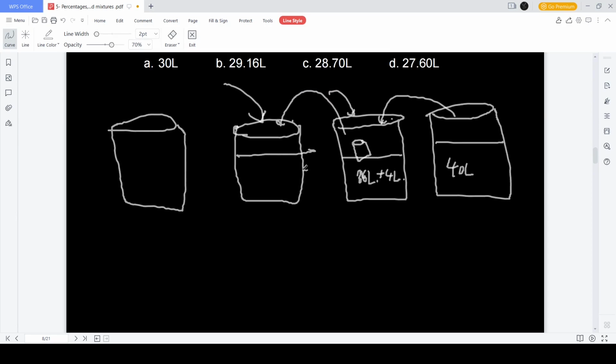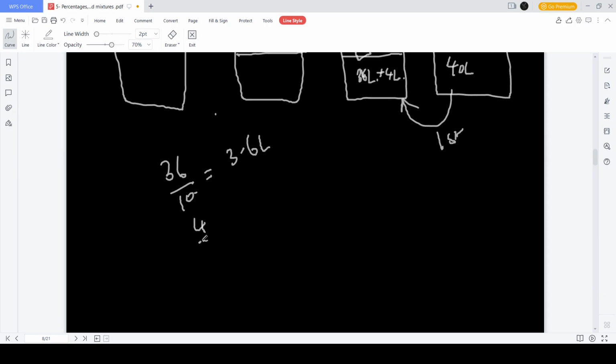Okay, so let's calculate that. This we understood at the first exchange. There are 36 liters of whiskey left and 4 liters of water in the drum now. In the second exchange, 1/10 of the whiskey is taken out, that is 3.6 liters. And 1/10 of the 4 liters of water, which is in a mixed form right now, is also taken out.